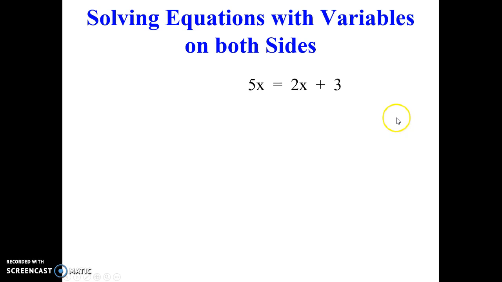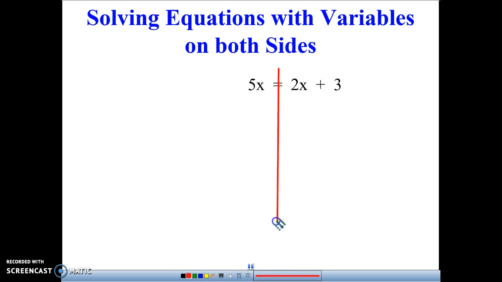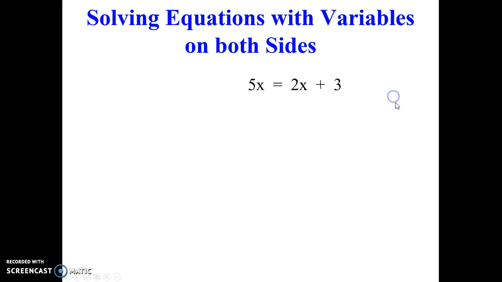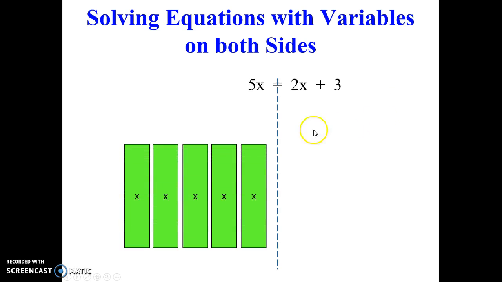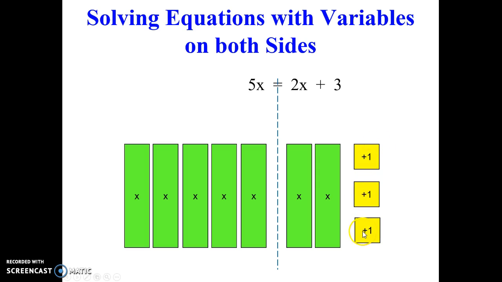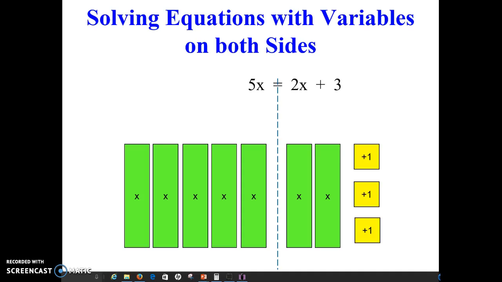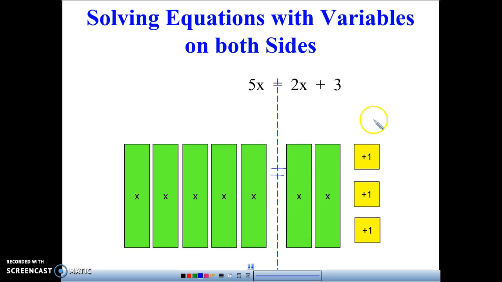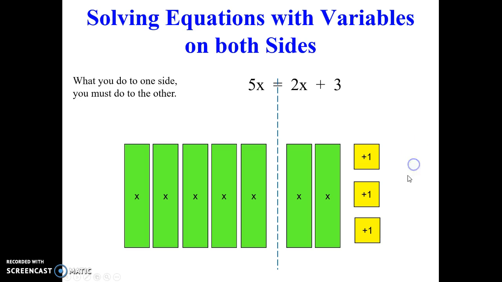All right. One more thing I want to talk about is solving equations with variables on both sides. I have 5x equals 2x plus 3, and when I talk about sides, I'm talking about the equal sign dividing up your left side and your right side. And I'm going to give you a visual with this one. I've divided up my sides. Over here, I've got 5 x's on the left-hand side. On the right-hand side, I have 2 x's plus 3 singles. So this is 5x equals 2x plus 3.